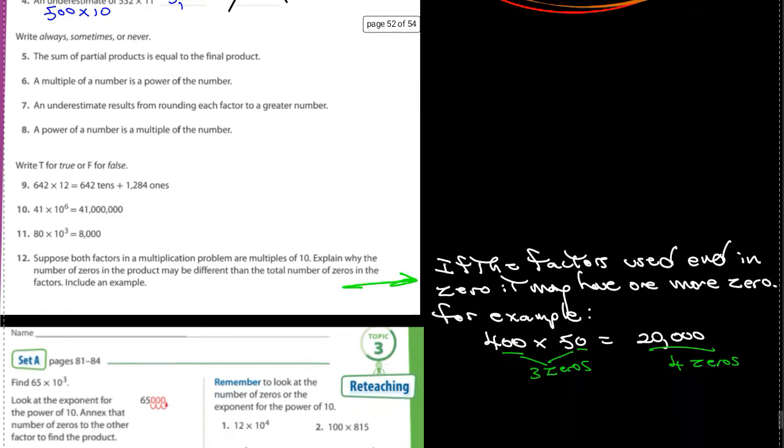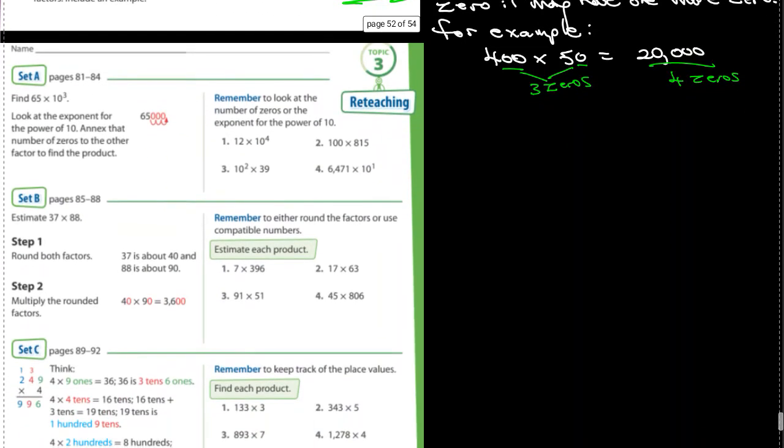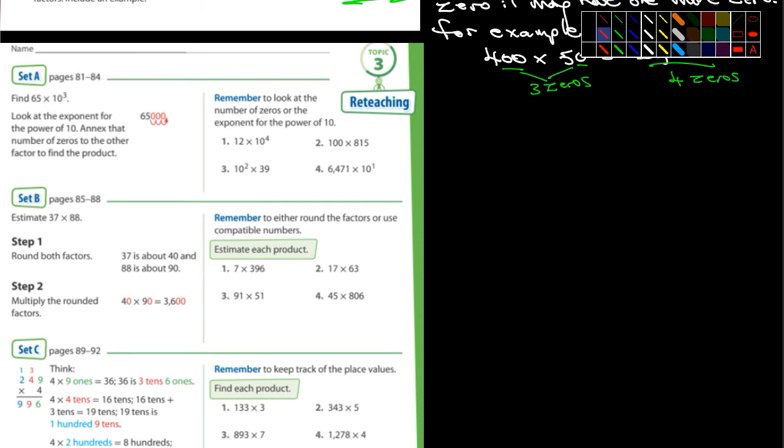All right. Let's see here. And I'll put this back up so you guys have more time to read it. So the reteaching, you guys have done these before. Again, for set A, for example, it says pages 81 to 84 if you want to reference your book. Under each one, they give you an example on the right side. Set B, pages 85 to 88. Again, they give you an example on the left side on how to do these. So it should be pretty straightforward.